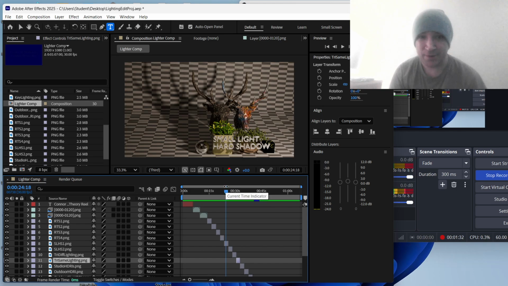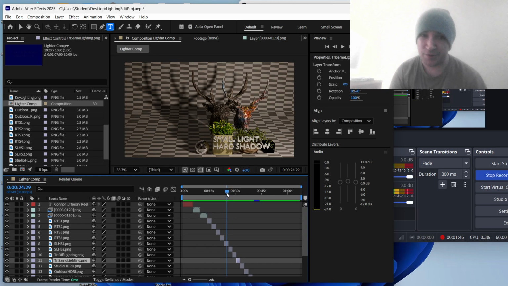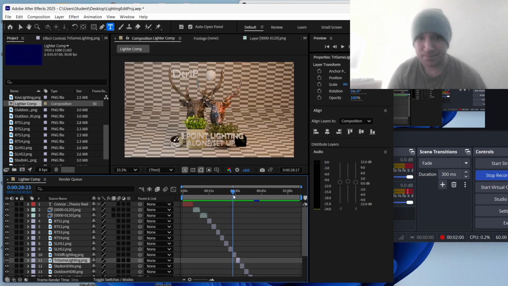Here you have the different types of shadows depending on the light. If it's a smaller light, the light gives off a harder, stronger shadow. When it's a larger light, it fades more. I'm sure that has to do with exposure and that whole concept.